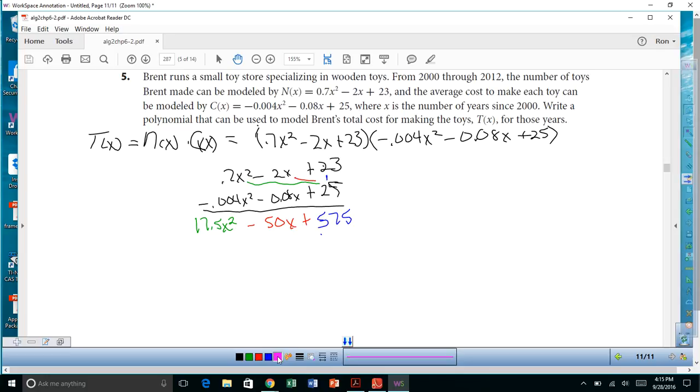Now for the next one, can I clean that up a little bit? Yeah, I can clean that up a little bit. And then I'll fix that too. All right. The next row, we've got negative 0.08x times 23, and that's going to give us 1.84x.